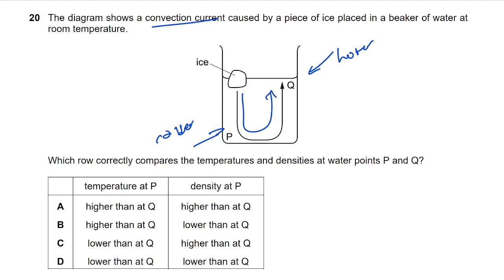So let's see here. Higher at point P than at Q, that's wrong. It should be lower. Wait, is it? Yeah. So even this becomes wrong, right? So at P, lower than Q, that's correct. Density at P. So the density at P would be higher than at Q, because remember, dense will fall. So it'll be like that. More dense will fall, right? So the answer is C.